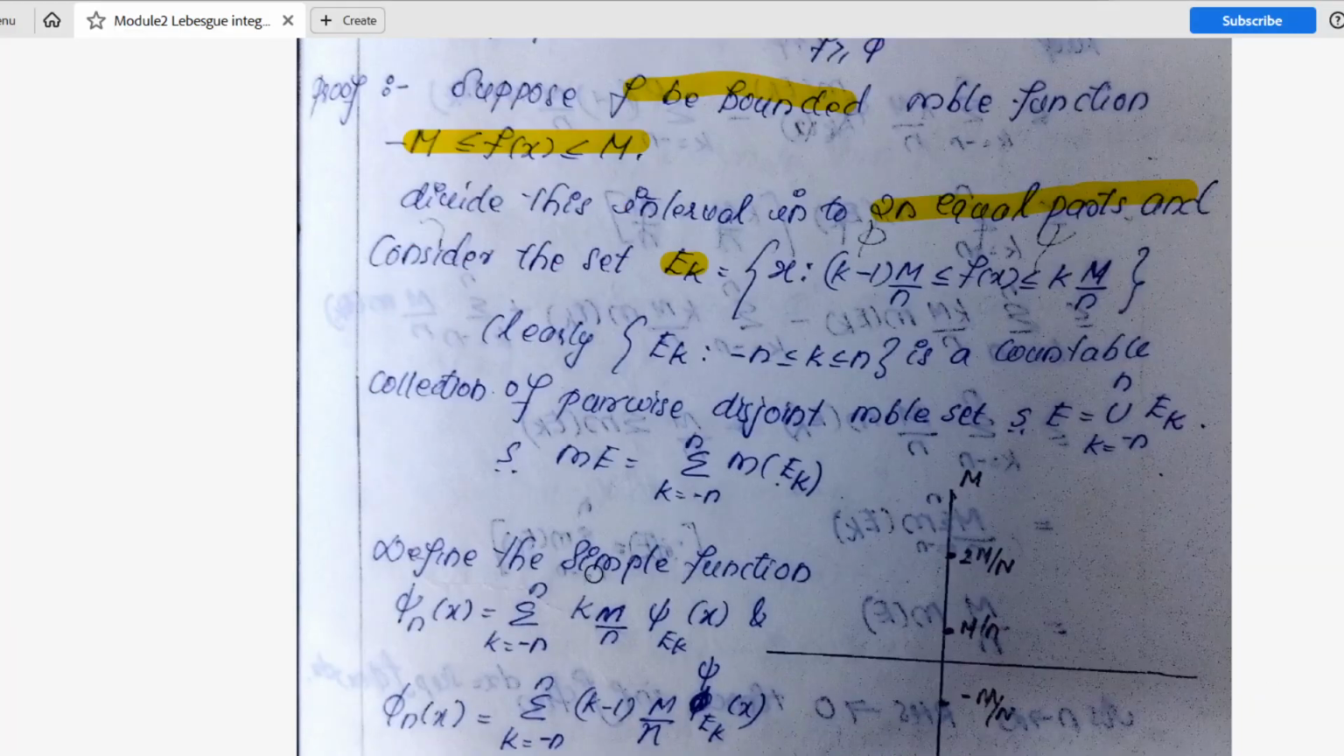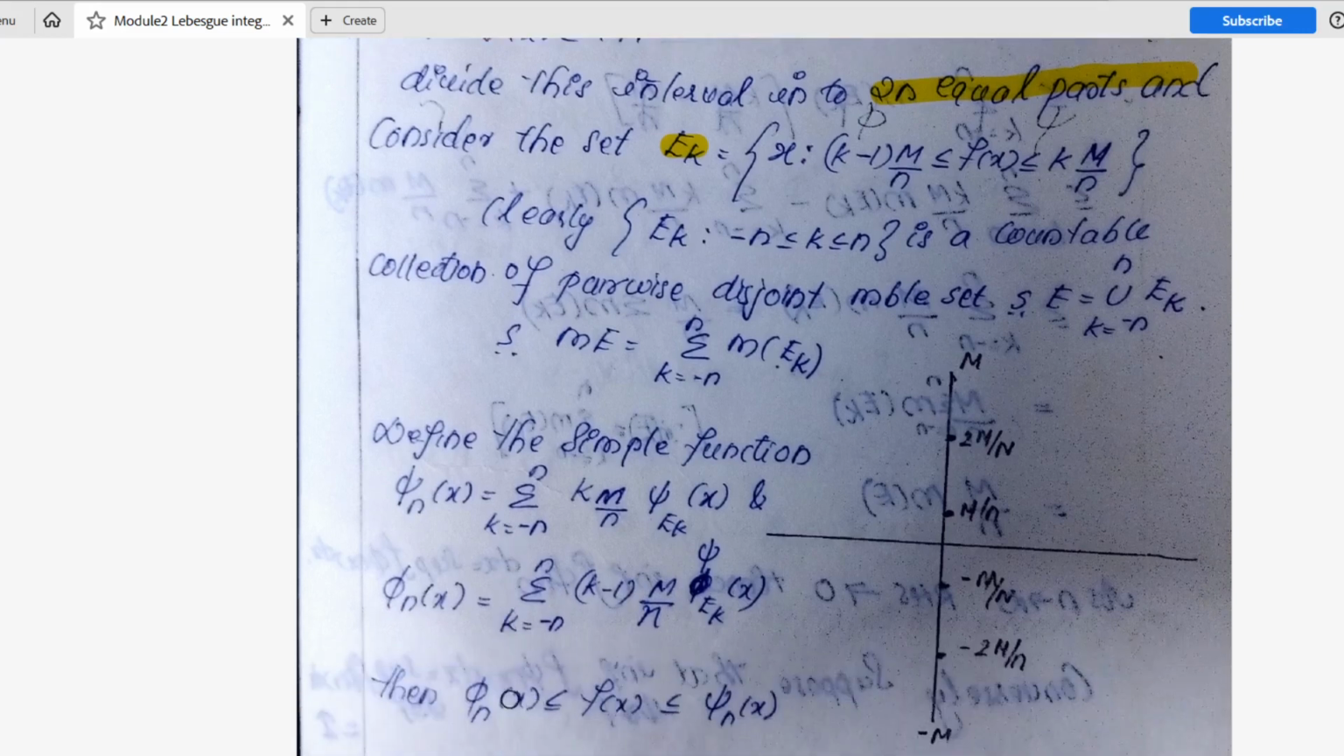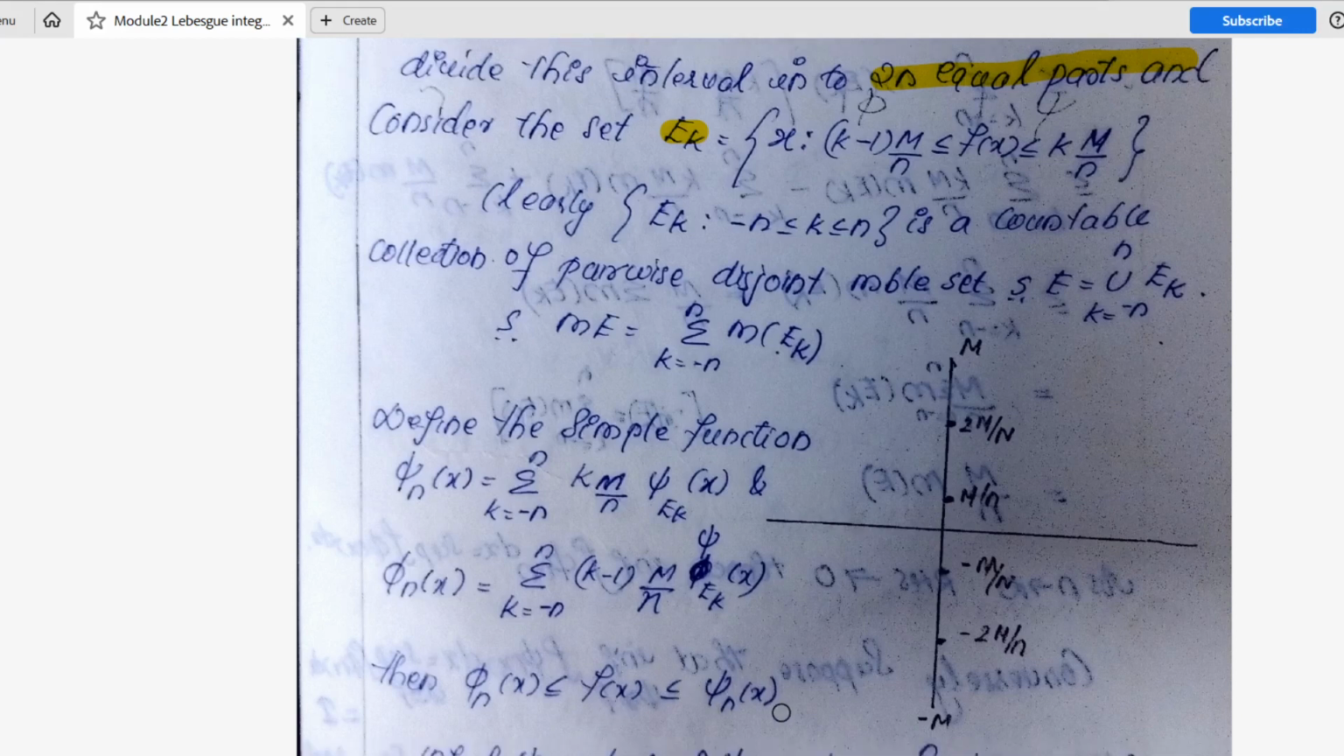So we are defining the simple functions ψn(x) equal to sigma k equal to minus n to n, k by n times χ_Ek(x), and φn(x) equal to sigma k equal to minus n to n (k minus 1) by n times χ_Ek(x). ഇങ്ങനെ രണ്ട് simple functions നമ്മൾ define ചെയ്യാണ്, such that ഇവിടെ φn ഉം ഇവിടെ ψn ഉം. OK, φn(x) less than or equal to f(x) less than or equal to ψn(x).